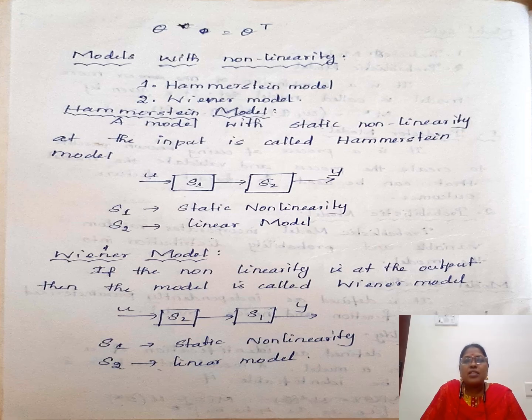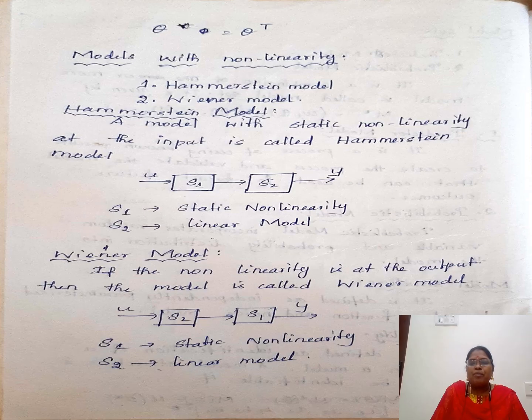Next, what are the models used for nonlinearity? One is the Hammerstein model, and another one is the Wiener model. The Hammerstein model is a model with a static nonlinearity at the input. Here S1 is your nonlinearity, and S2 is your linear model. If you have a static nonlinearity followed by the model, then we call that the Hammerstein model.